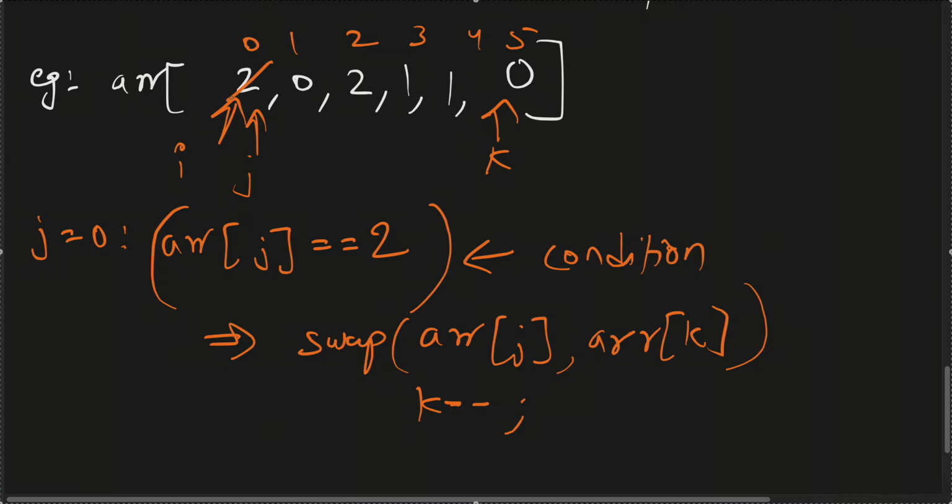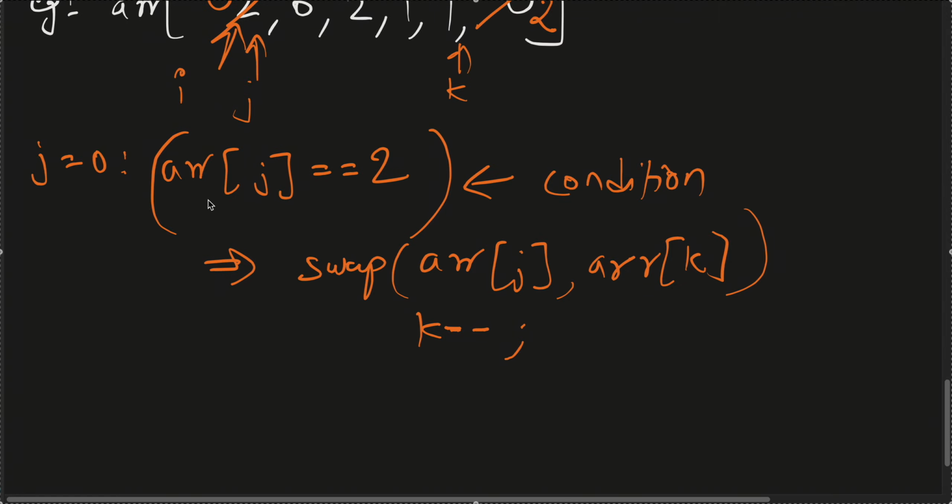So we will swap j and k. So k will be 2 and j will be 0, and then we will decrement the k pointer to here. Now k is here, right? So this is the action that we'll take when array of j is 2. We will swap array of j with array of k.